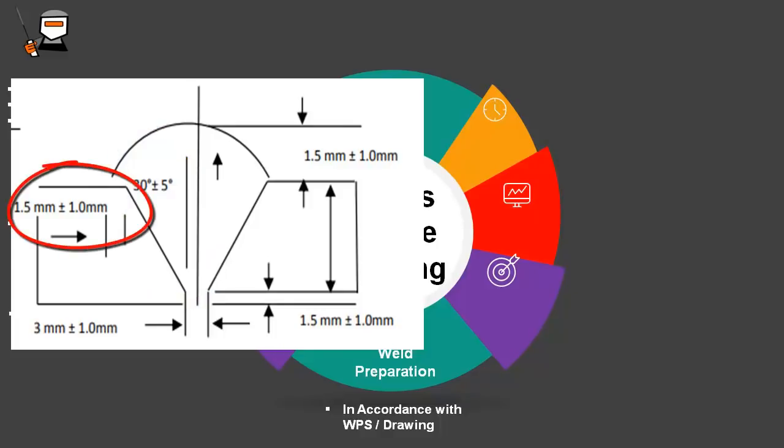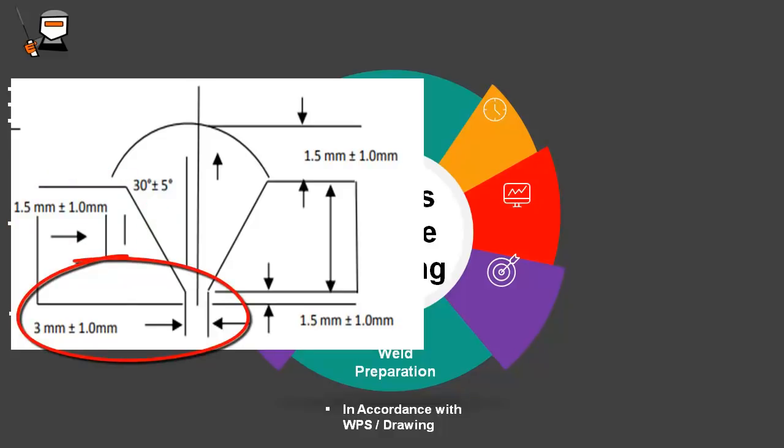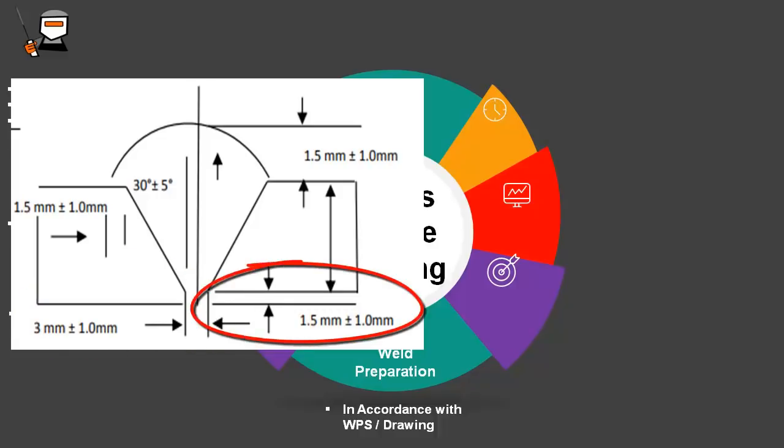The third dimension is toe blending. In this image, toe blending is mentioned as 1.5 mm with a tolerance of plus minus 1 mm. It should be between 0.5 mm to 2.5 mm. Root gap. In this image, you can see the root gap dimension is mentioned as 3.0 mm with a tolerance of plus minus 1 mm. It means root gap should be between 2 mm to 4 mm. The last dimension is root face. In this image you can see the root face dimension is 1.5 mm with a tolerance of plus minus 1 mm. It means root face should be between 0.5 mm to 2.5 mm.